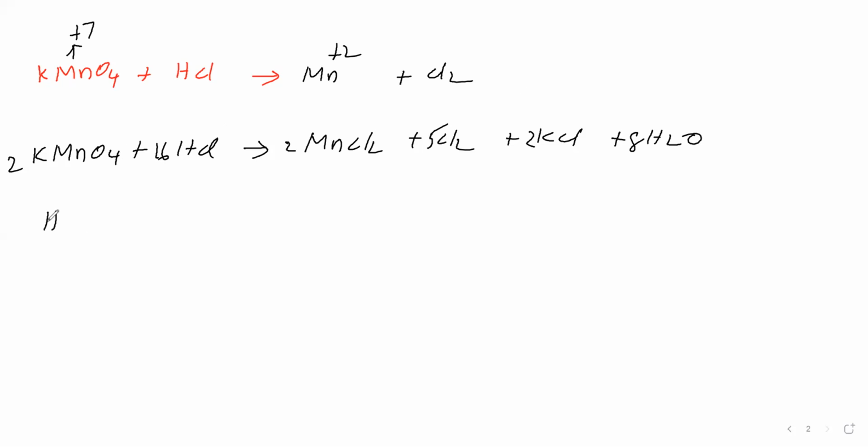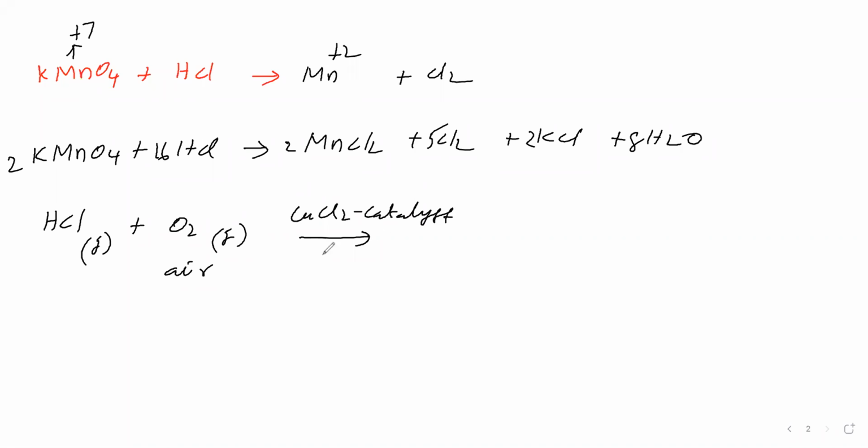Next, we take HCl gas and pass air, keeping CuCl2 as catalyst at a temperature of 723 Kelvin. HCl undergoes oxidation to give Cl2, and water is also obtained. Here Cl undergoes oxidation to give Cl2, and oxygen undergoes reduction to give water. Let us balance: 4 HCl, 2 Cl2, 2 water. This process is used for manufacturing Cl2, and it is called the Deacon process.